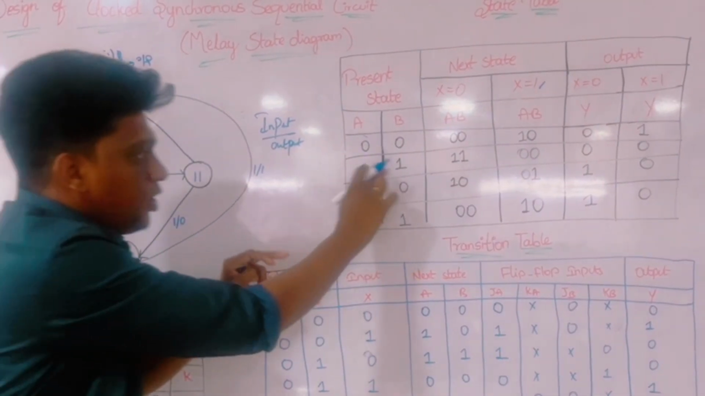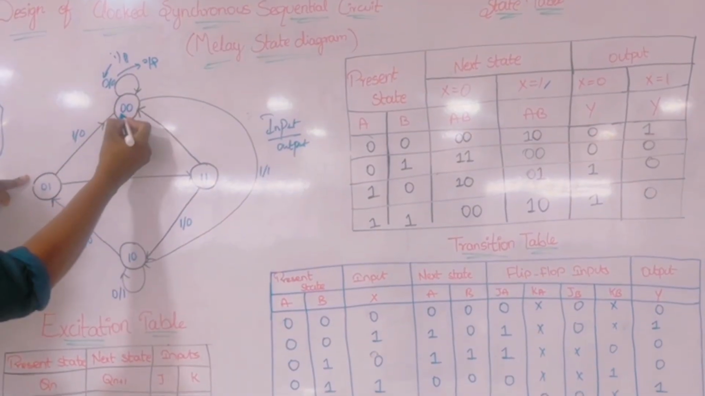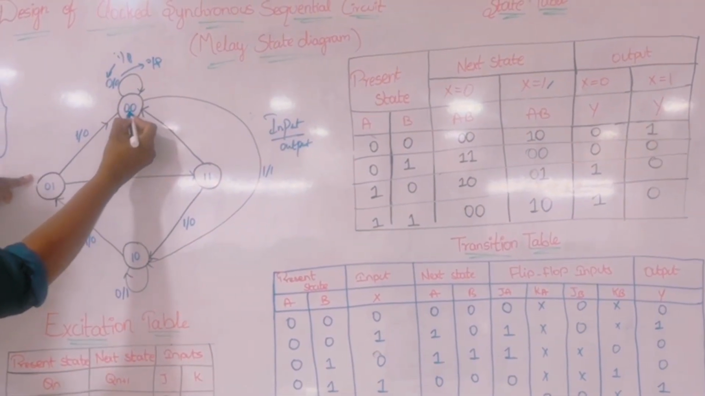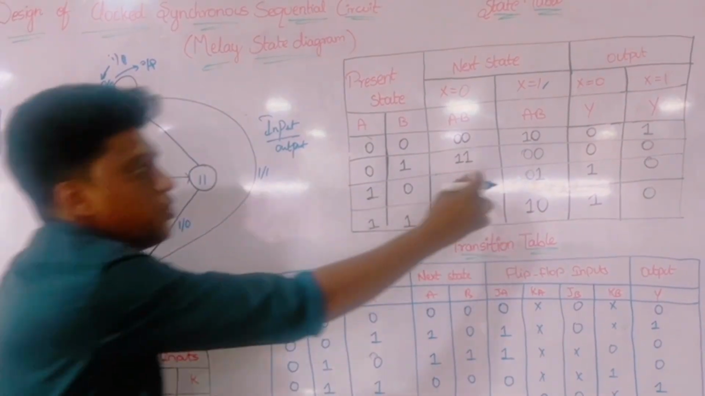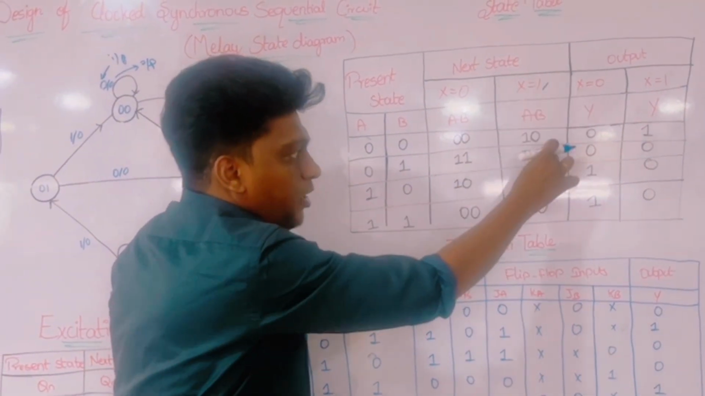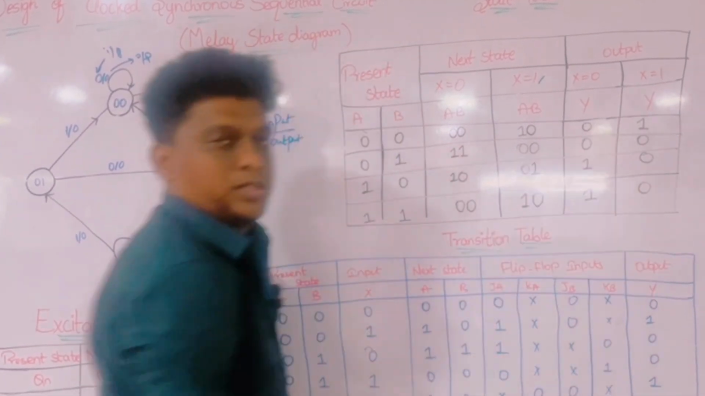Now this 01 goes to another state also, which is 00. Whenever the input is equal to 1, it goes to 00. At that time the corresponding output is equal to 0.